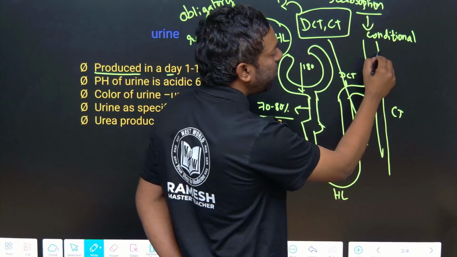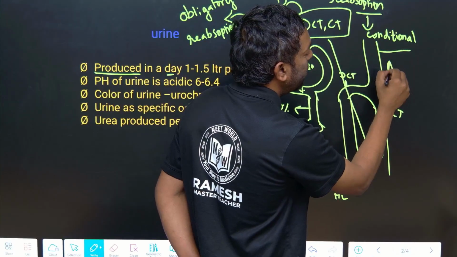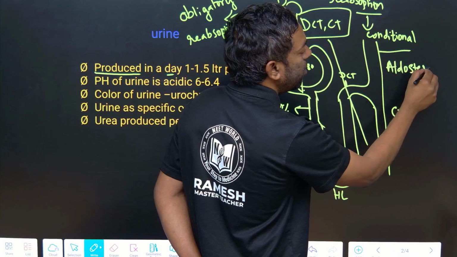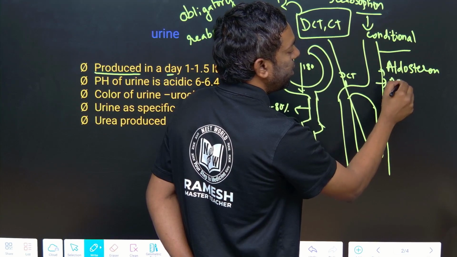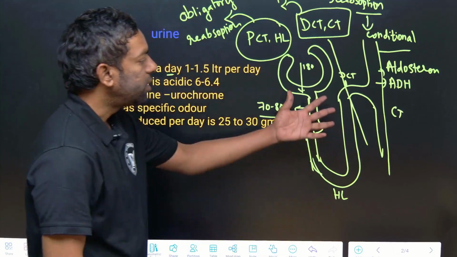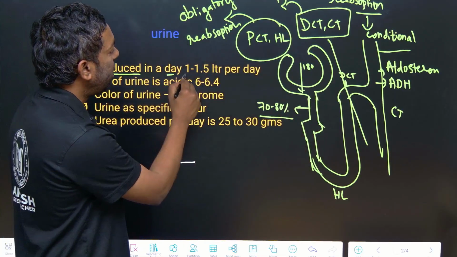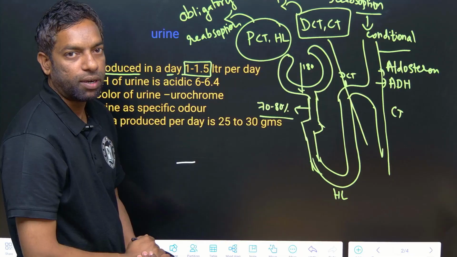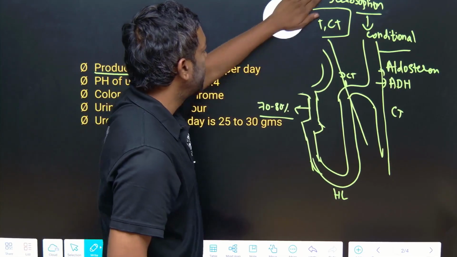It is under hormonal influence. What are the hormones? Aldosterone and ADH. Okay, this is the reabsorption scenario, guys. For a day it is 1 to 1.5 liters through the reabsorption. Next, it is acidic.